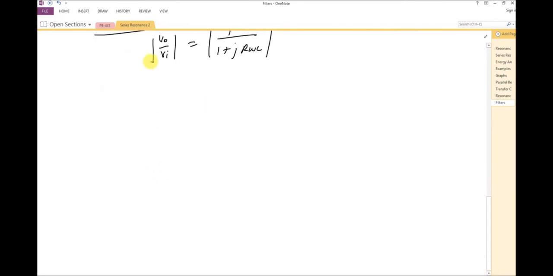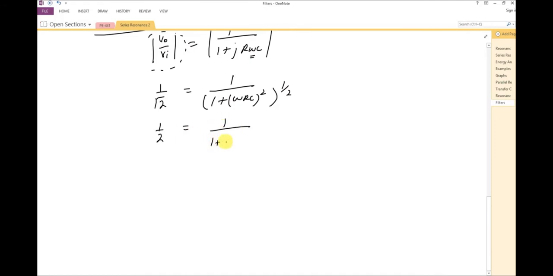So this value will become 1 over under root 2 because we are going to find the cutoff frequency. For the cutoff frequency, the gain will be 1 over under root 2 times the gain value at which the maximum power was occurring. So 1 over under root 2 is replaced by V0 over Vi, which is the gain magnitude, and on the other side of the equality, it will become 1 over the square root of 1 plus (omega RC) squared, and after solving it will become 1 over 2 is equal to 1 over 1 plus (omega RC) squared.